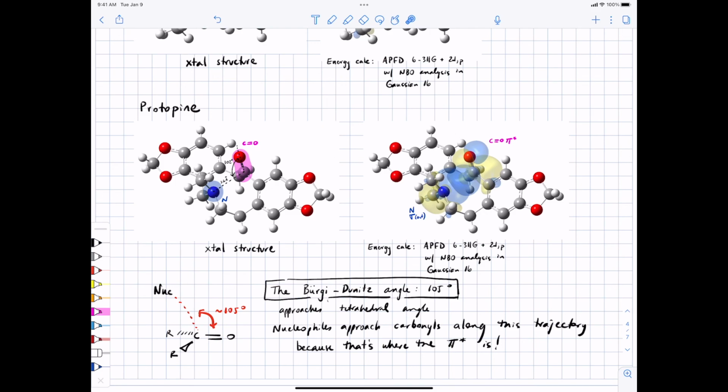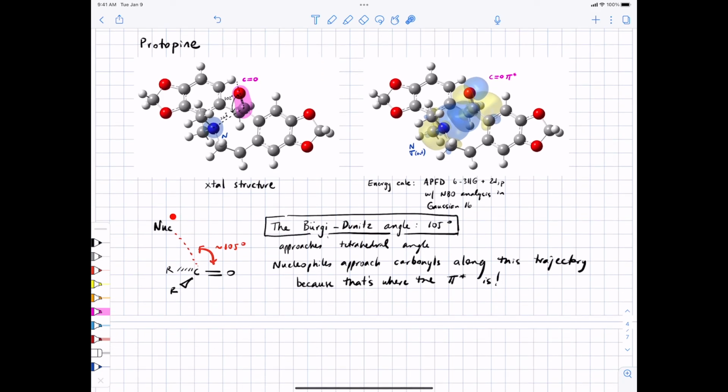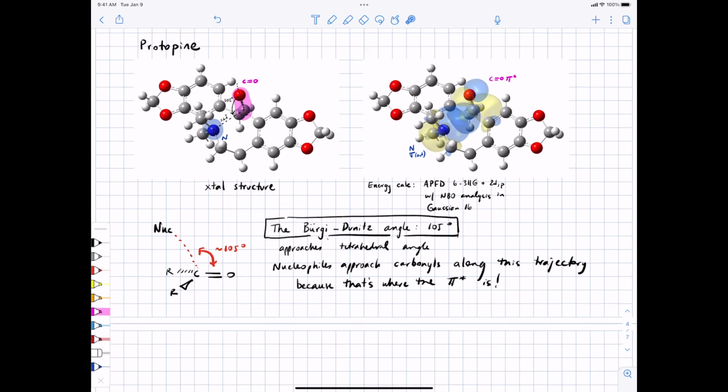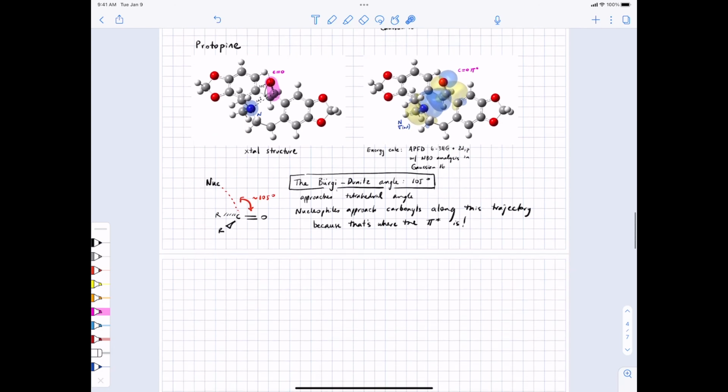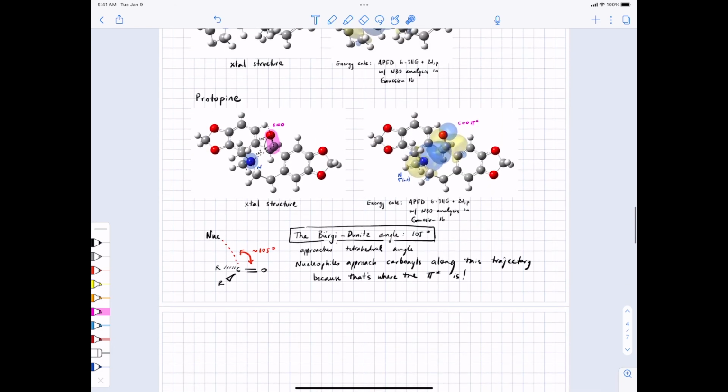So what that suggests is that as a nucleophile approaches a carbonyl, it needs to approach via a tetrahedral trajectory, and it's going to do that because that's actually where most of the pi star is actually pointing to. So this is kind of cool because it's a physically observable geometry that you can explain based on orbitals. Right. Okay, anything you want to ask about that?